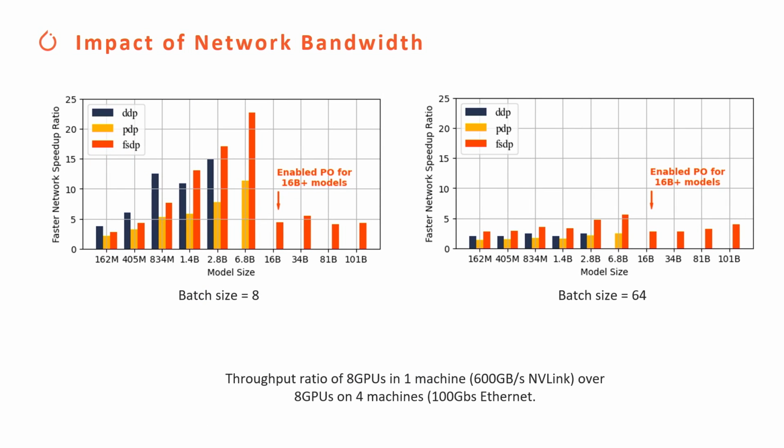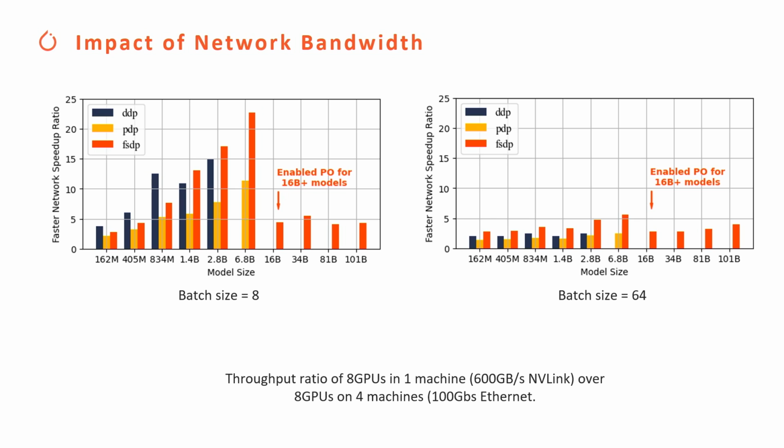Today, different clusters might use different network interconnects with various network bandwidths. We also want to know the impact of network bandwidth on training delay or throughput. So we measure 8 GPUs on one machine versus over 4 machines. The former uses 600 Gbps NVLink and the latter uses 100 gigabit Ethernet. We compute the ratio of these two throughputs and plot them.